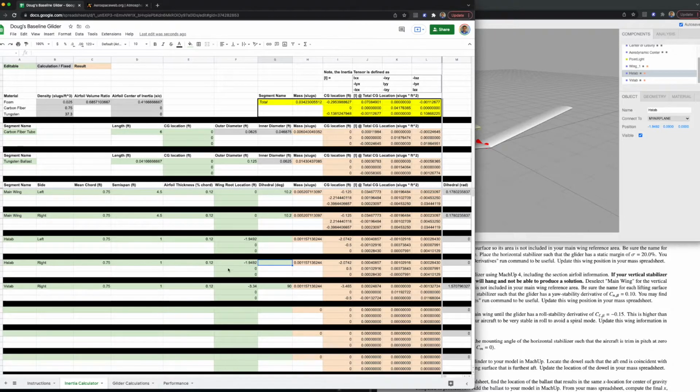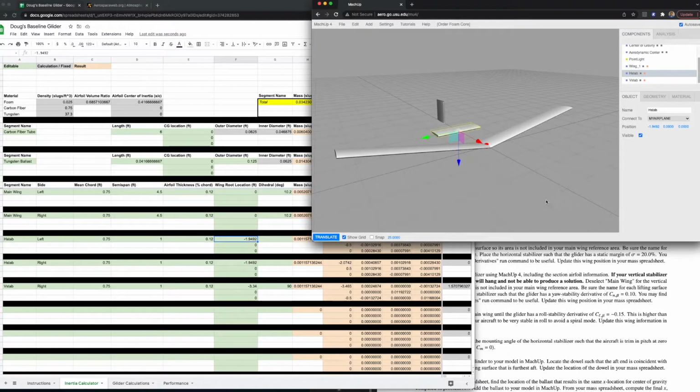And these are just X locations. If I had a Y or a Z location, for example, maybe I want to design this to be a T-tail, so I'm going to move it up there, then I would have a Z location that I'd be entering into this spreadsheet as well. But I don't. I just allowed both the horizontal and the vertical stabilizer to be connected here to the X-axis. Okay, so that's the horizontal stabilizer.